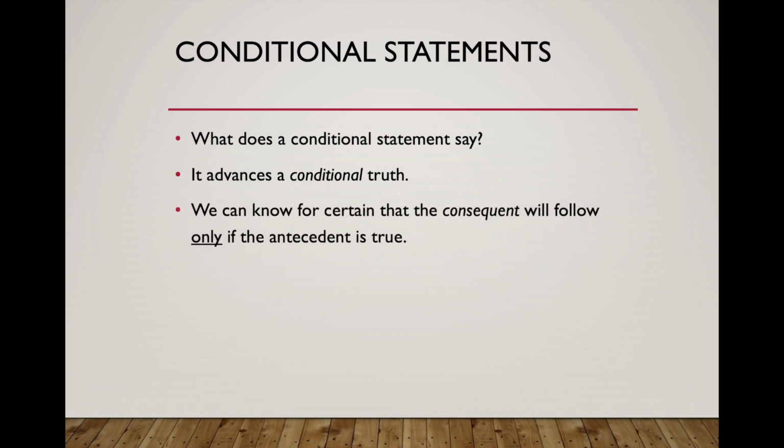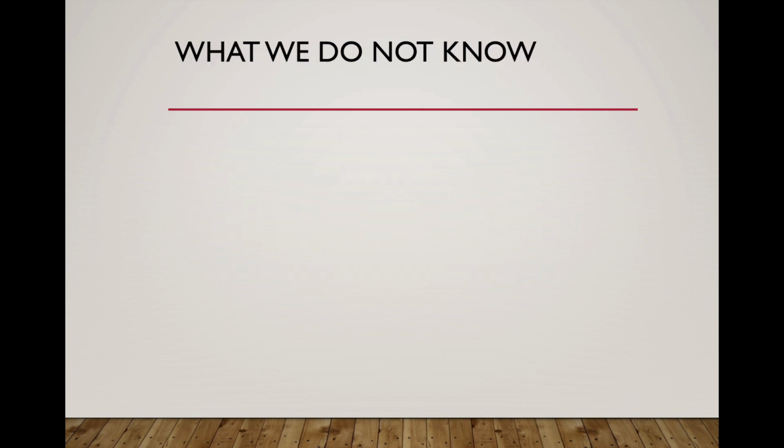So we can know for certain that the consequent will follow only if the antecedent is true. That is, the antecedent sets up the condition under which the consequent would be true. So the two things are related, and the truth of the consequent is dependent on the truth of the antecedent. So if the antecedent is true, then the consequent will follow. That's what a conditional statement says.